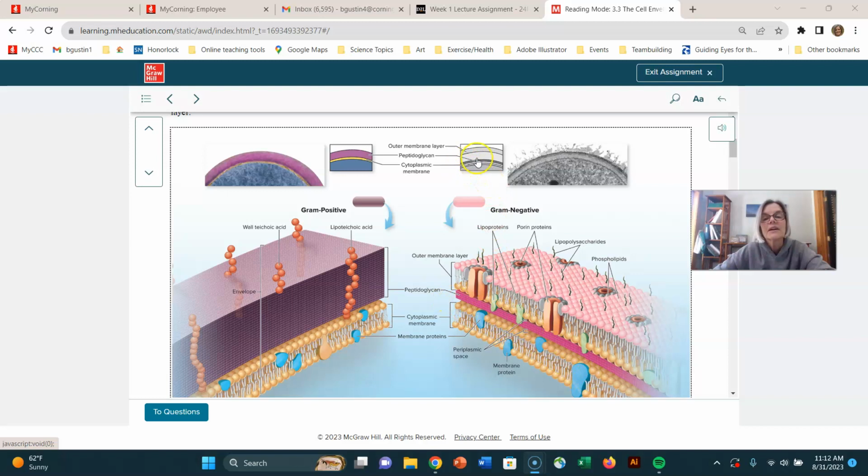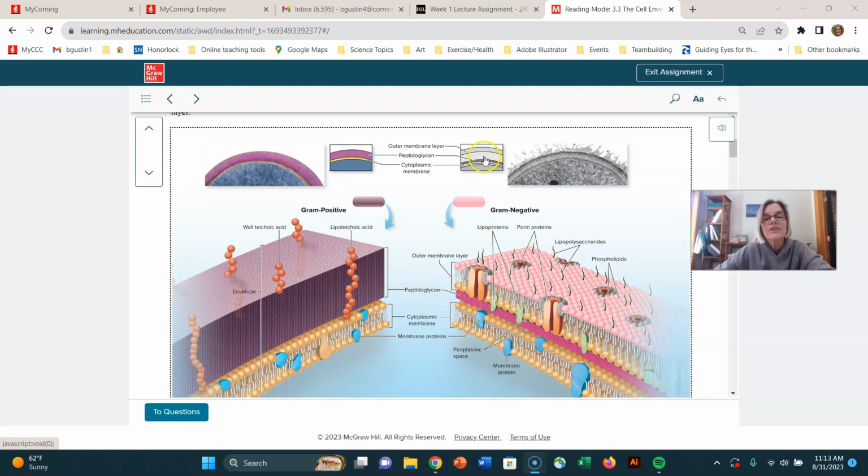And they have it in the diagram here. All cells have that. But notice the peptidoglycan layer is a thin layer of peptidoglycan. And so in this diagram, there it is right there. There's that thin layer of peptidoglycan. Thick in gram-positive, thin in gram-negative.